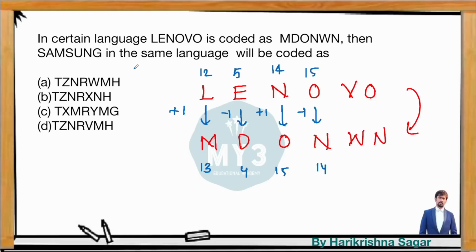To use the same logic for Samsung, a 1 increase and 1 decrease should alternate. So for Samsung, the first letter is S, and S becomes T. All the options start with T.